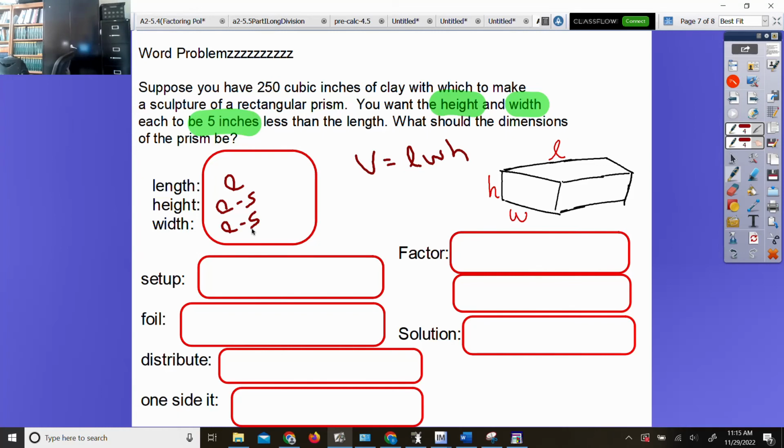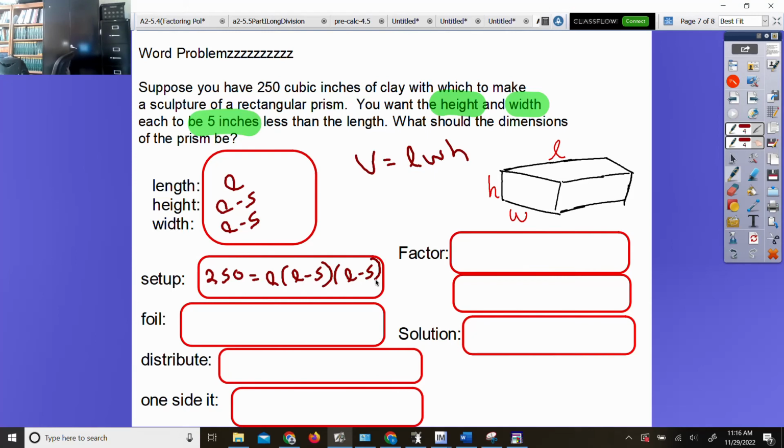There's my dimensions. I have a formula for volume. What would the setup look like? What's the volume? 250. And it must equal length times width times height. The length is L. What's the width times the height? L minus 5. So it'd be like L cubed.